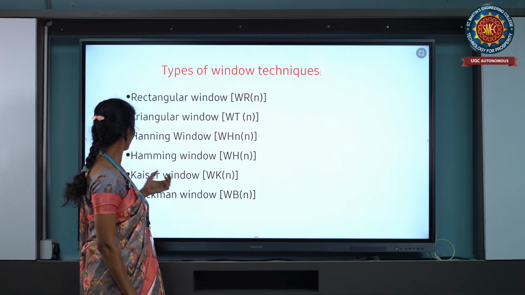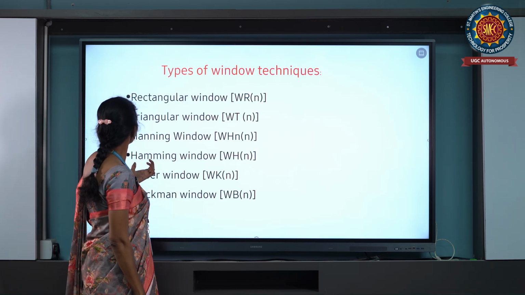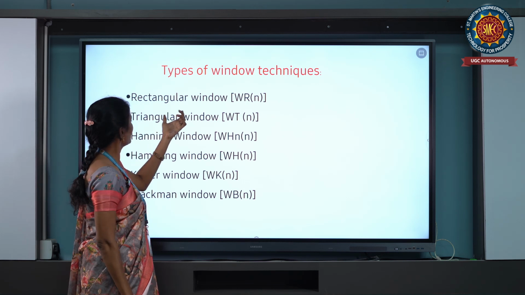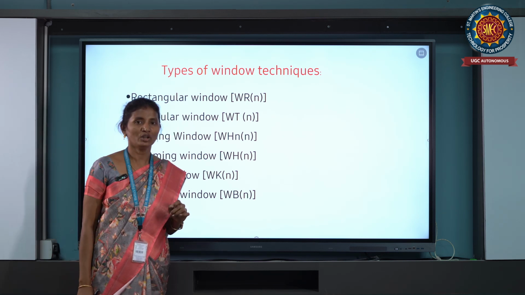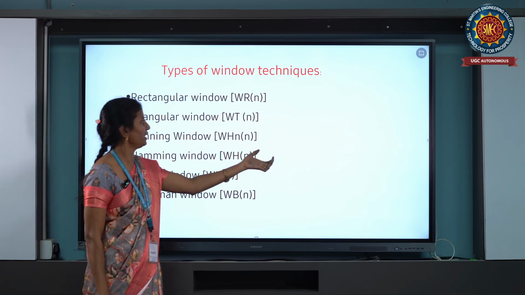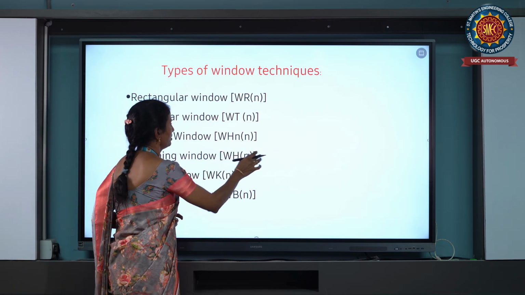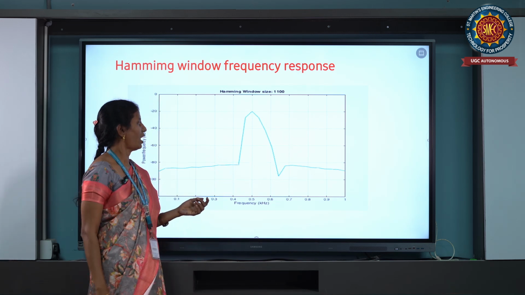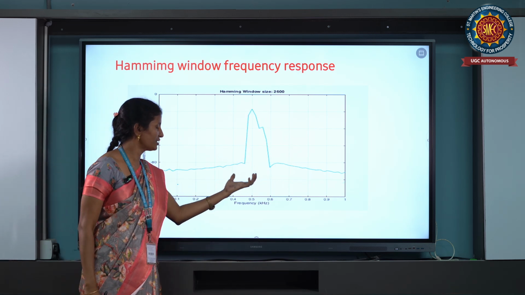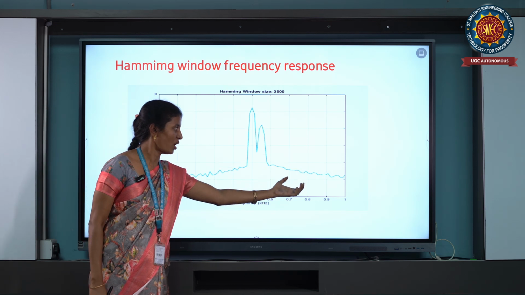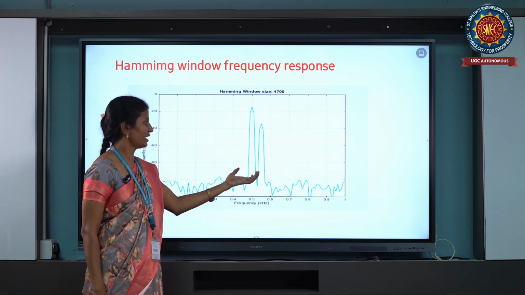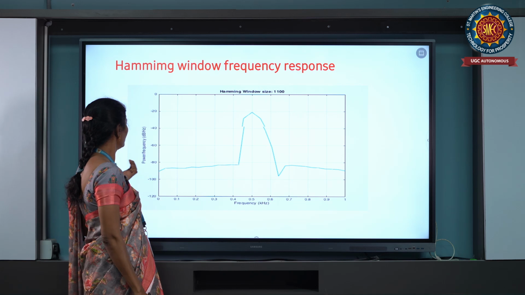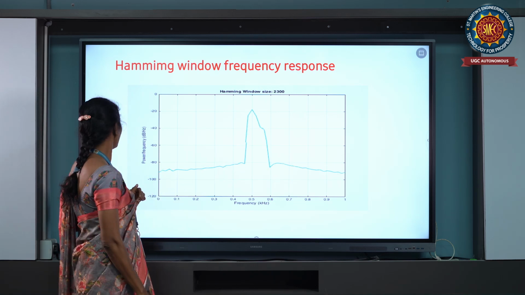Among the types of windows, the rectangular window has a smaller main lobe width and larger side lobe width. Similarly, the Hamming window has a larger main lobe width and smaller side lobe width. It is very large when compared to the rectangular window.